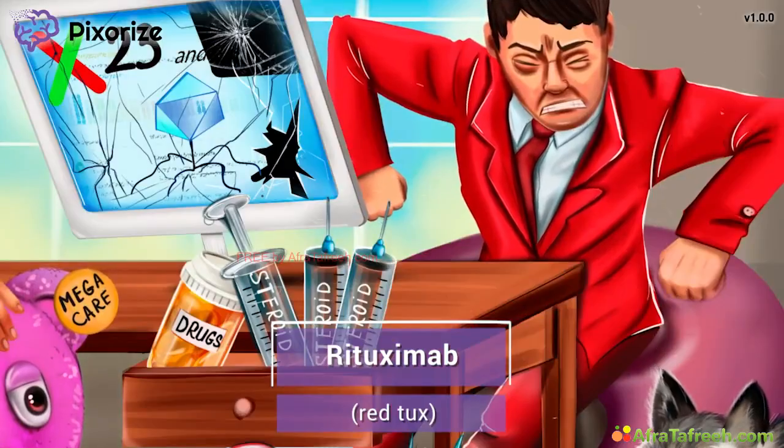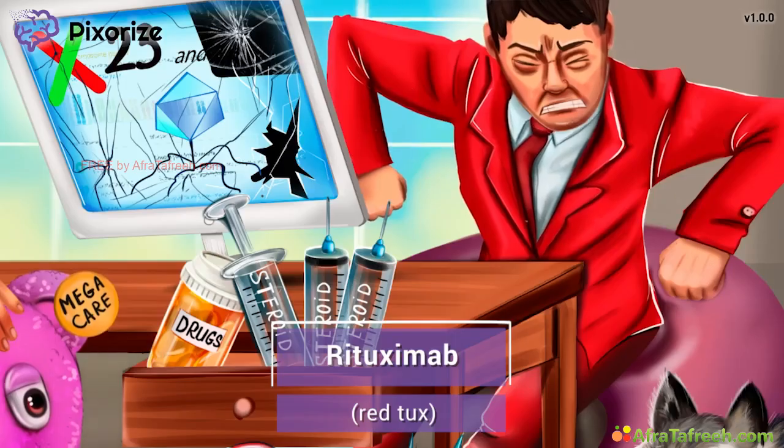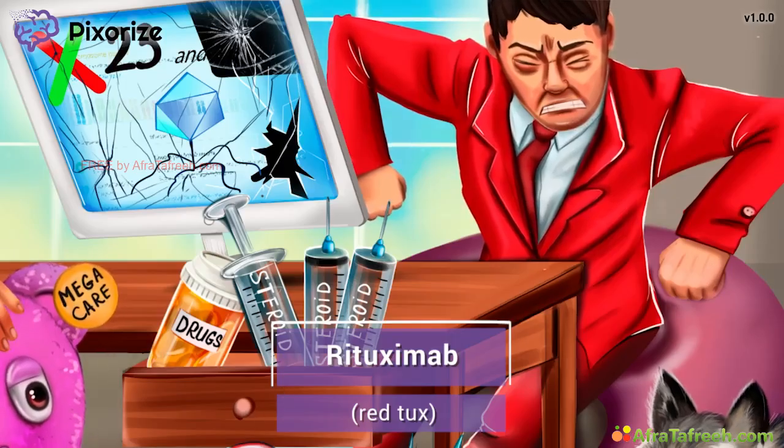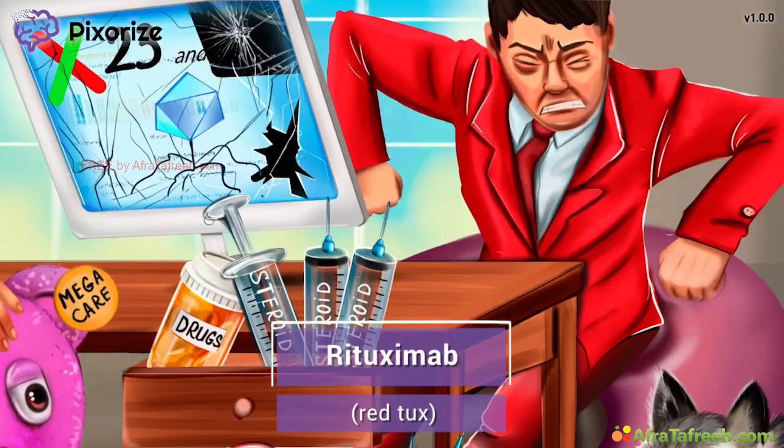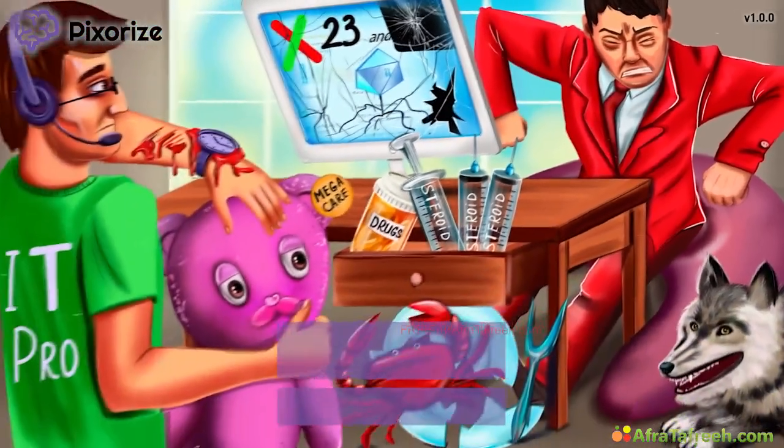Rituximab is an immunosuppressant drug that works to suppress B cells in our immune system. This reduces the number of autoimmune antibodies produced, thereby treating ITP.